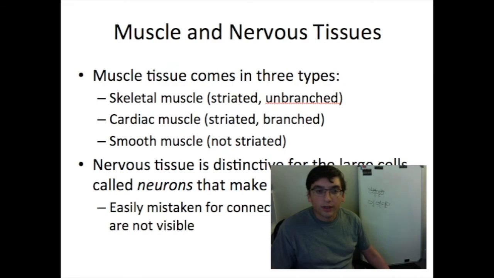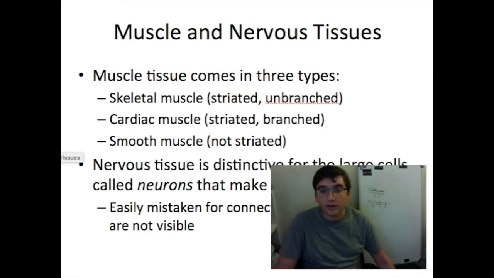So there's 4 tissue types. 2 of them are the connective and epithelial tissues. The other 2 are muscle and nervous tissues. They're all very distinctive to look at. There's 3 types of muscle tissue: skeletal, cardiac, and smooth. And then there's only one type of nervous tissue we're looking at. It's just regular plain old nervous tissue.